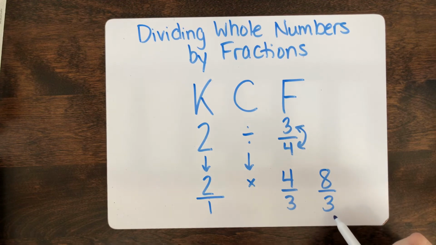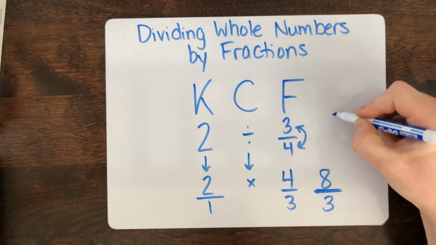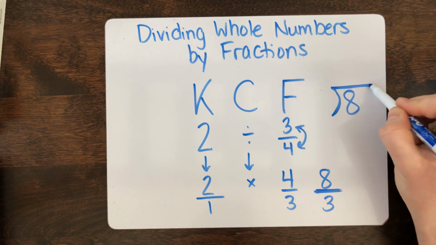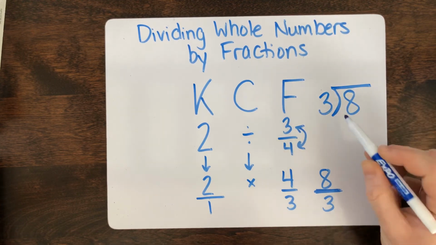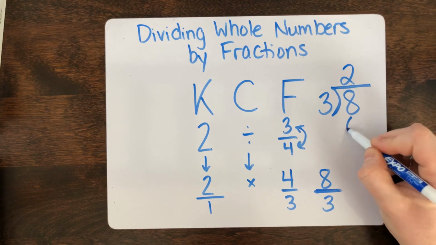But we're not going to stop just there, because that is an improper fraction, and we don't want to leave it like that. We want to simplify it and make it into a mixed number, or a whole number if it goes in evenly. So remember, 8/3 is the same thing as saying 8 divided by 3. So we can write it as a division problem. 8 divided by 3. Well, 3 goes into 8 2 times, and we get 6.